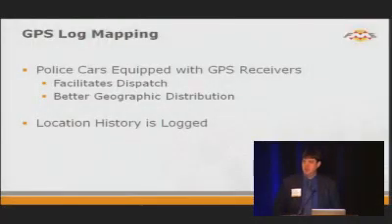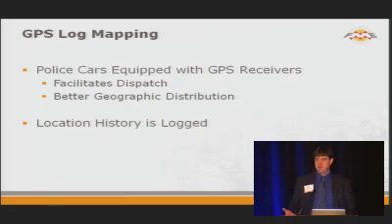Thanks, Heidi. So the GPS, most all the police cars within the province are equipped with GPS units. This allows the cars to be tracked in a real-time fashion, and this helps facilitate the dispatch of the closest, most appropriate car to a particular call for service. And it also allows the operation commanders to ensure that the cars are geographically distributed appropriately so that they can have the right kind of coverage. Upon occasion, we're called upon to provide a map of where the cars have been, showing the location history for that car.